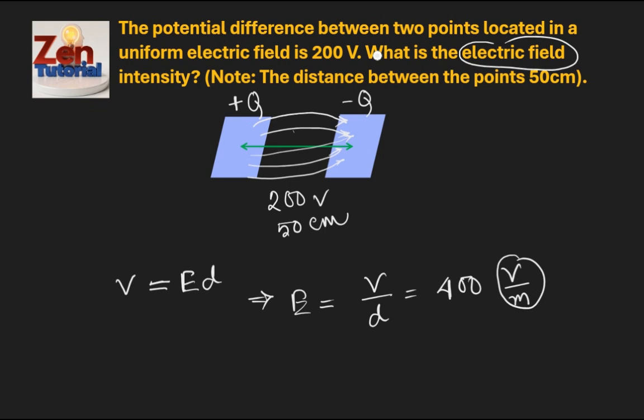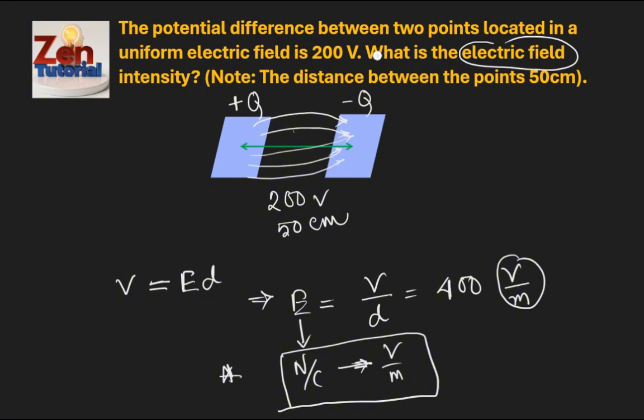I have a question for all of you. We know that the unit of electric field is Newton per Coulomb, and here we have got volt per meter. Is it possible? Can you please convert this Newton per Coulomb to volt per meter?